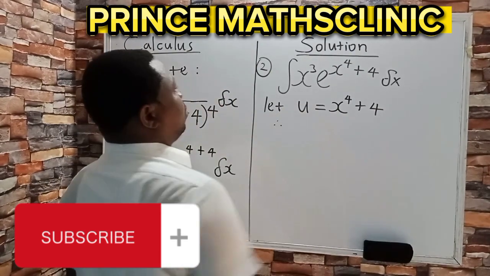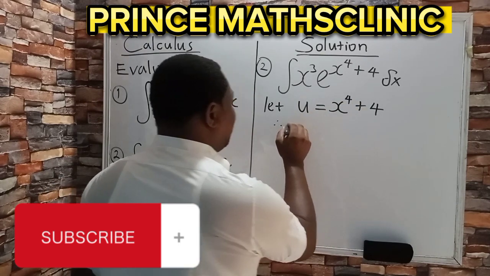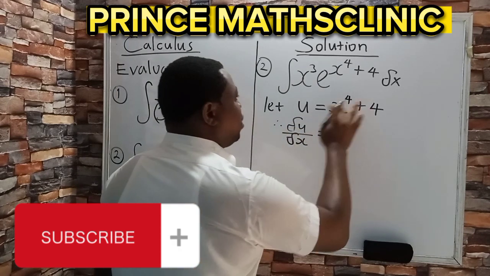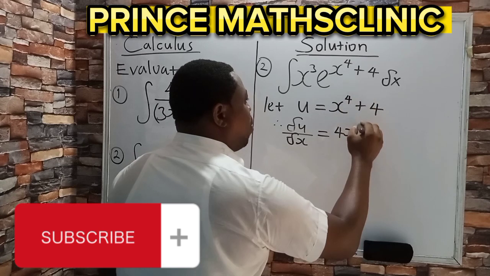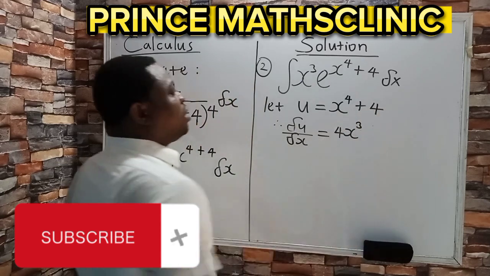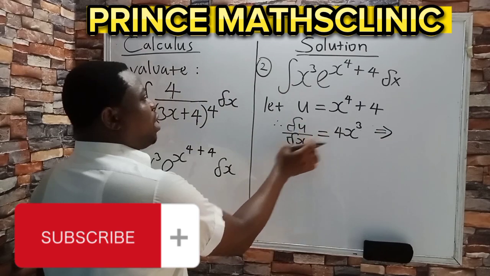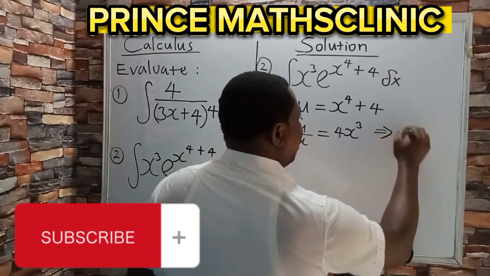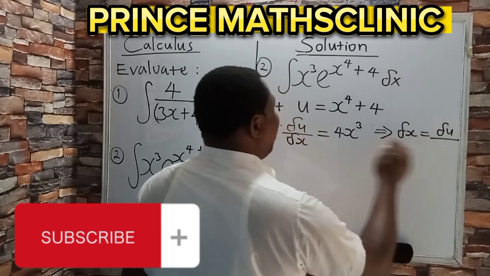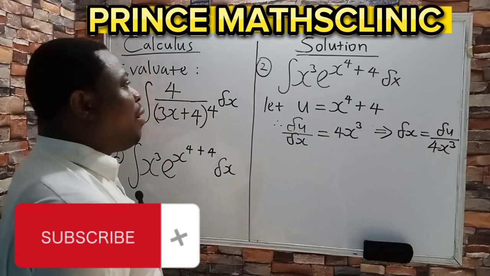Therefore, I can differentiate this u with respect to x. So if I differentiate u with respect to x, 4 times x, then you say 4 minus 1, and 4 minus 1 will give you 3. Then if you differentiate a constant, you get 0. So this implies that if we want to get our dx now, our dx will just be du over 4x to the power of 3. That is what our dx will be.